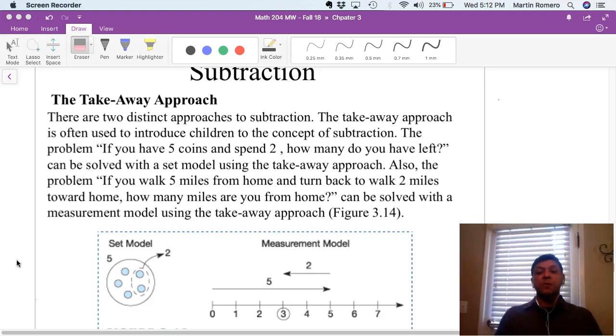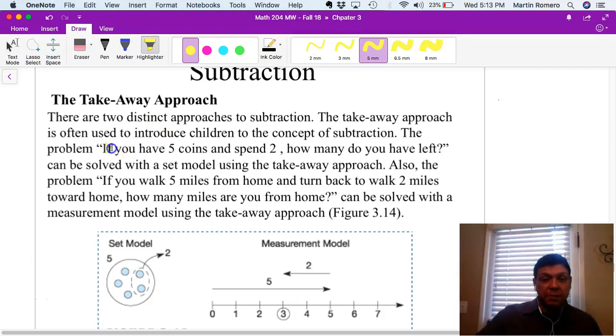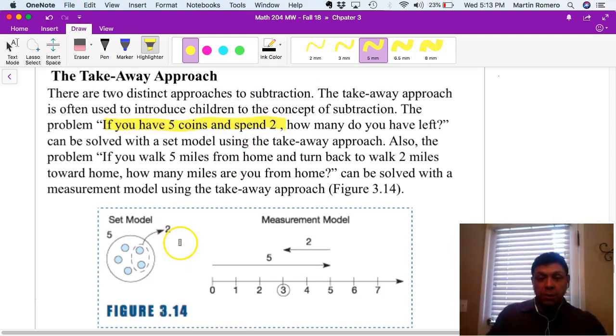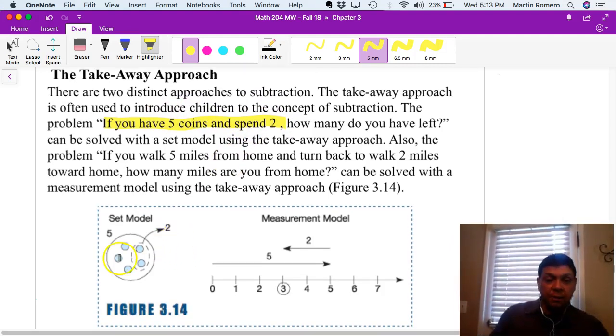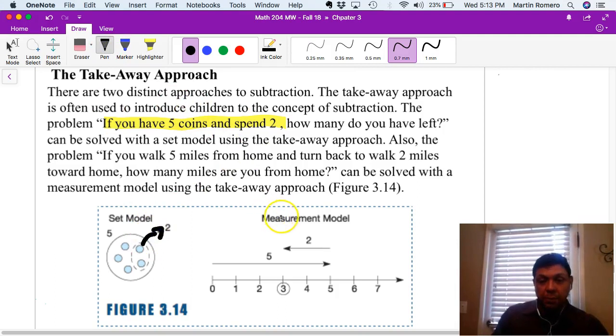And so when students first learn subtraction, one of the things they do is they just take away, and that's how it's taught, right? The idea of a takeaway approach is if you have 5 coins and spend 2, how much do you have left? And so this is your first example of a takeaway approach right here, in that all you have is 5, and then you actually physically take away 2. And so you can see that in a set model where here's 5 and you actually withdraw 2 from the 5 there, take away. And so that's the takeaway approach.